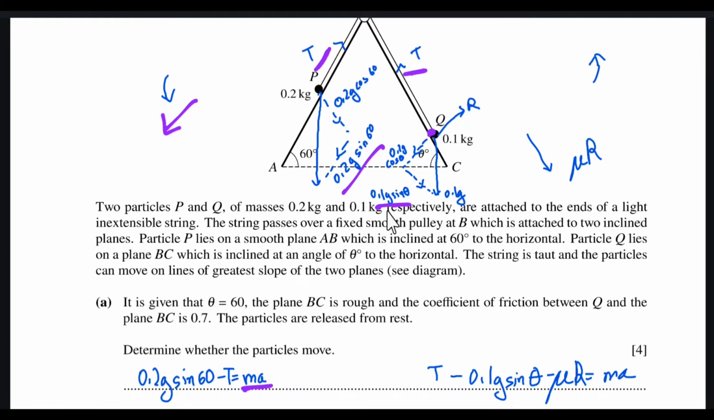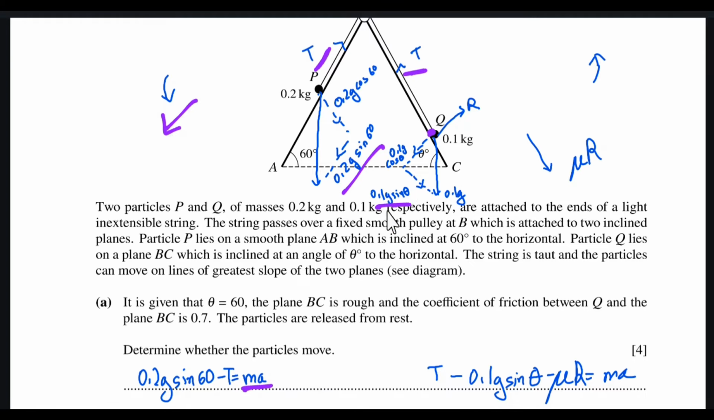First of all, we need to find the value of acceleration, and then the value of theta. So what is the acceleration? The forward force minus the backward force is equal to mass into acceleration. For P, this force minus the tension is equal to mass into acceleration. For particle Q, again there is no friction, so the forward force minus the only backward force, 0.1 g sin theta, is equal to mass into acceleration. Then we solve these two equations and find the acceleration as 5 meters per second squared.